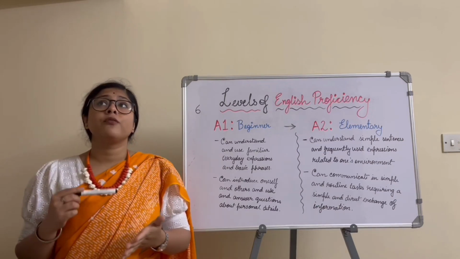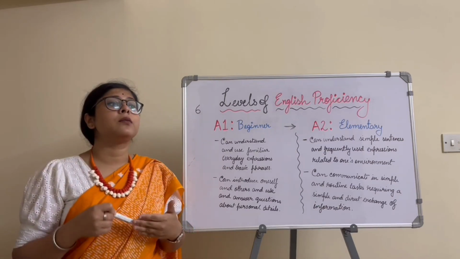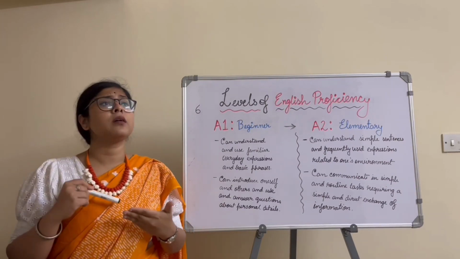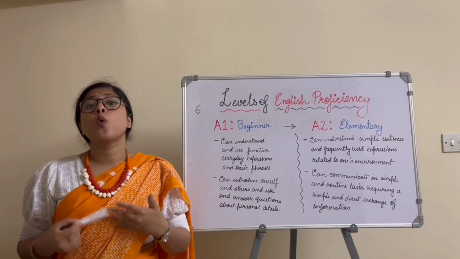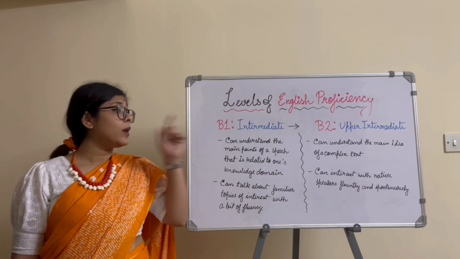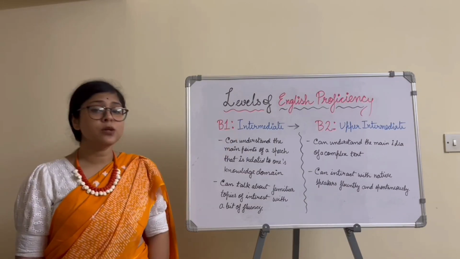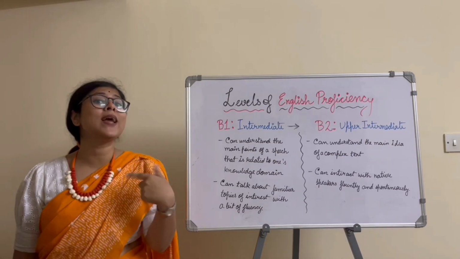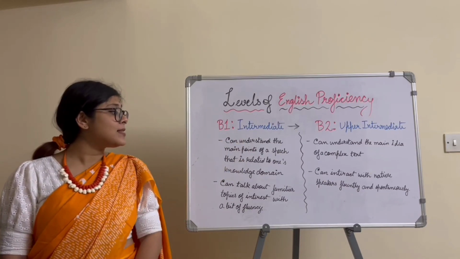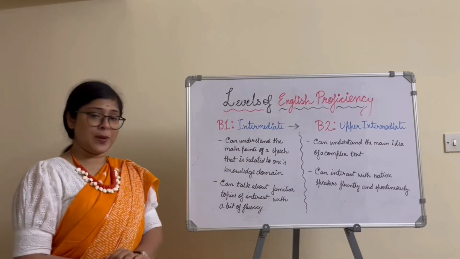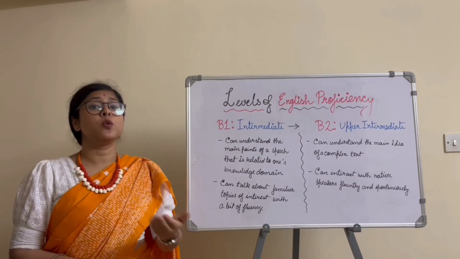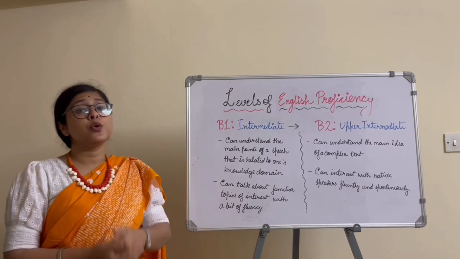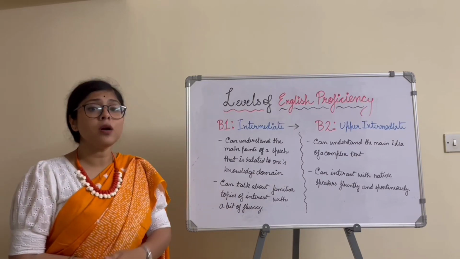And similarly, if you're reading something and that passage uses complex sentence structures or complex phrases that are out of your knowledge domain, you will not be able to comprehend it. Now the next level is B1 or intermediate, which means that you can understand the main points of a spoken discourse or a speech that is related to your knowledge domain. Again, the same thing that was said, that knowledge domain refers to the everyday interactions related to your workplace or the place that you go for studying.